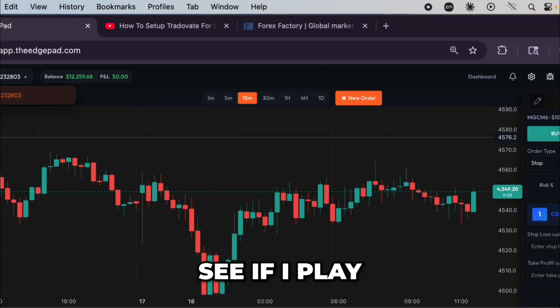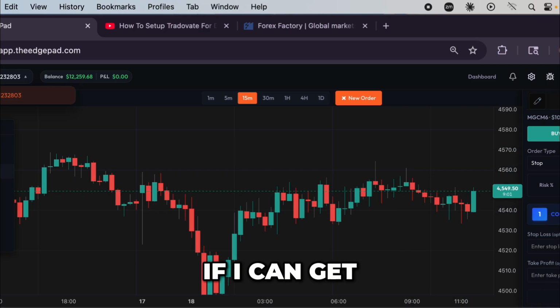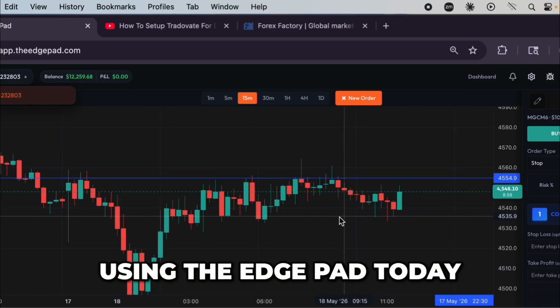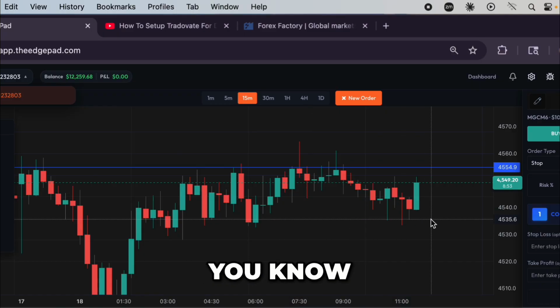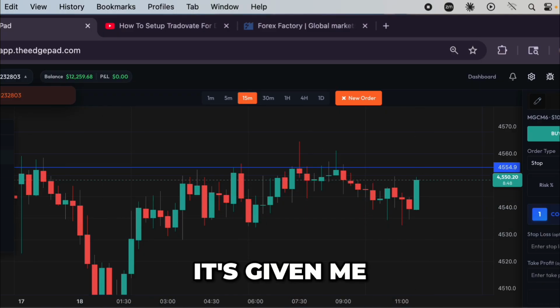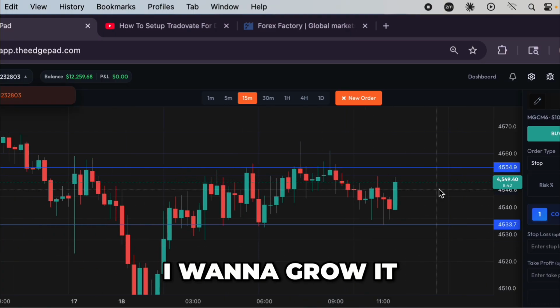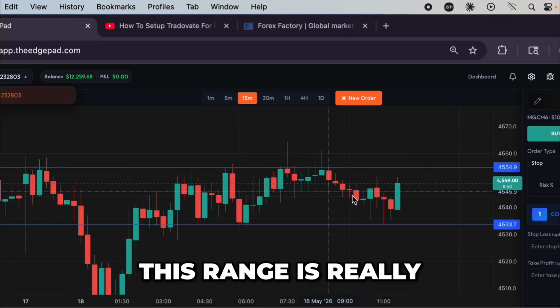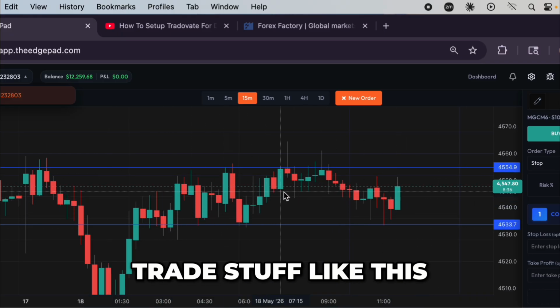So, yeah. Let's see if I play with this a little bit. Okay, there we go. So, yeah, if price closed above here, let me see if I can get my horizontal lines in here using the Edge Pad today. Love the Edge Pad. Created it for trading, and we keep working on it. It keeps getting better. It's given me new confidence and been able to grow my personal account to the levels that I want to grow it. So as you can see, this range is really choppy. Some people like to trade stuff like this, but I don't.